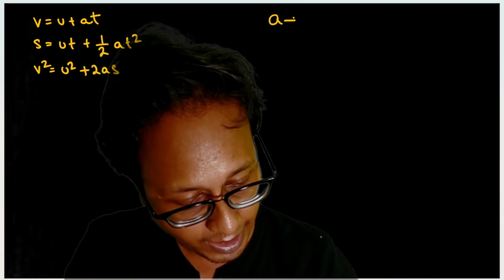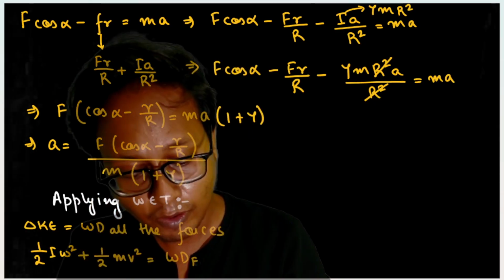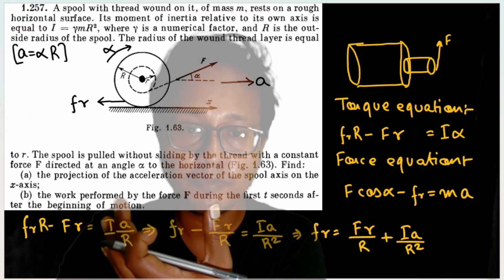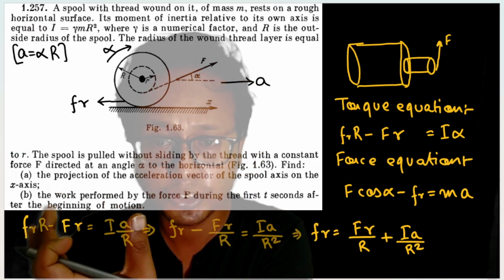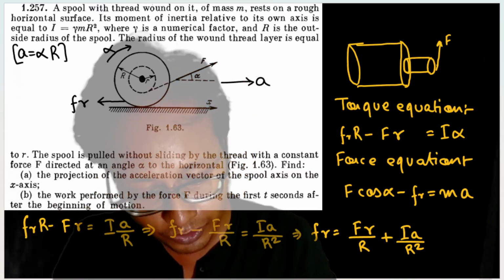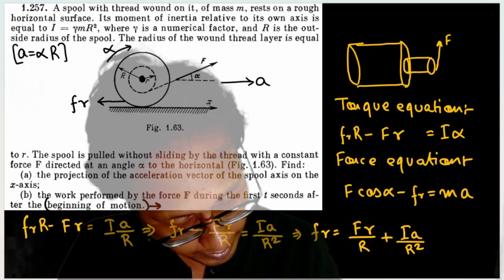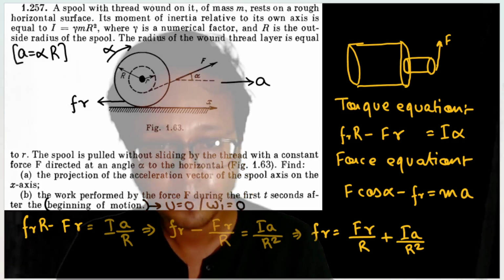Okay, now I do know the value of a. The value of a out here is constant. Okay, now what about the initial velocity? Okay, the work performed by force F during the first t second after the beginning of motion. So if you see this line, beginning of motion, that means what? Initial velocity and initial angular velocity is equal to 0. This line out here says that initial linear velocity and initial angular velocity is equal to 0.